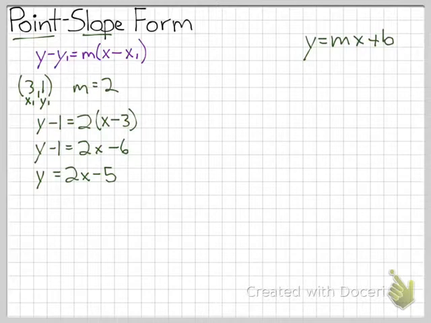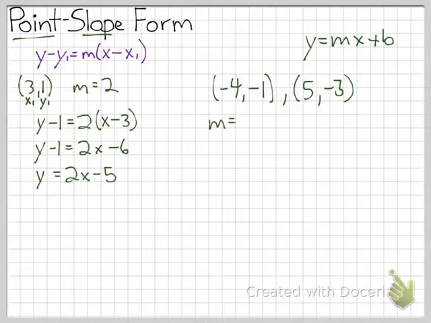Okay, let's pick another one. But this time, let's say we only started with points. Let's say we had the points (negative 4, negative 1) and (5, negative 3). So if it's point-slope form, we got a point, in fact we got 2 of them, we need a slope. So the first thing we need to find is a slope to work with.